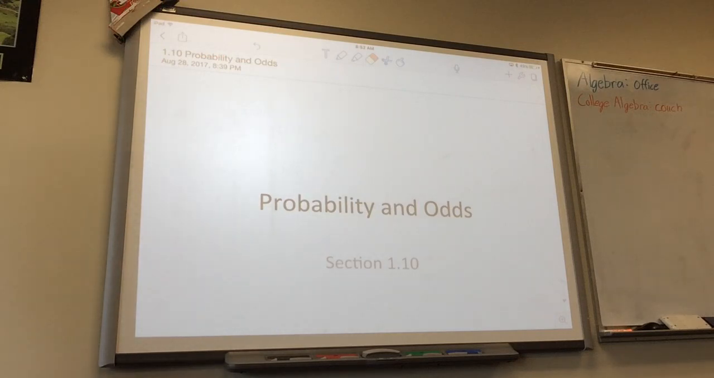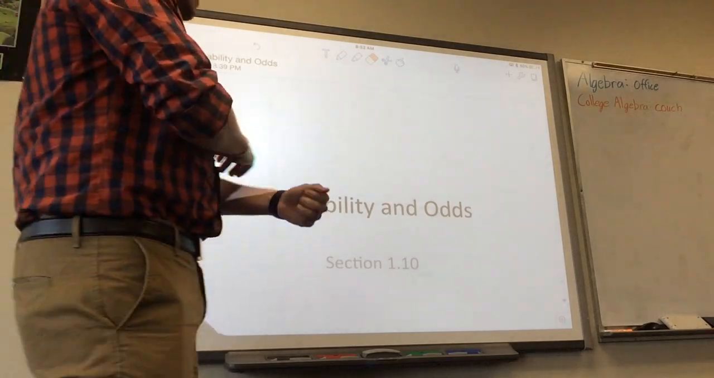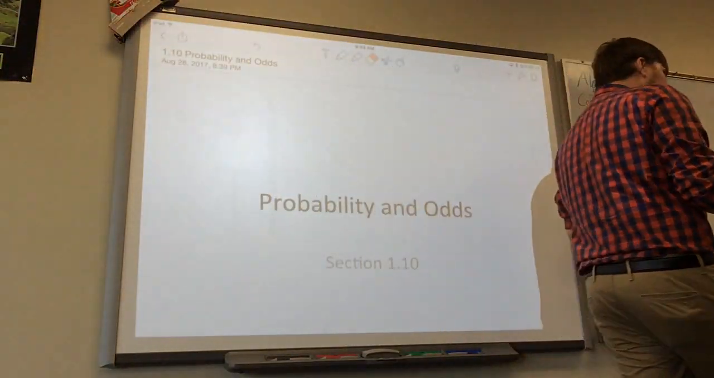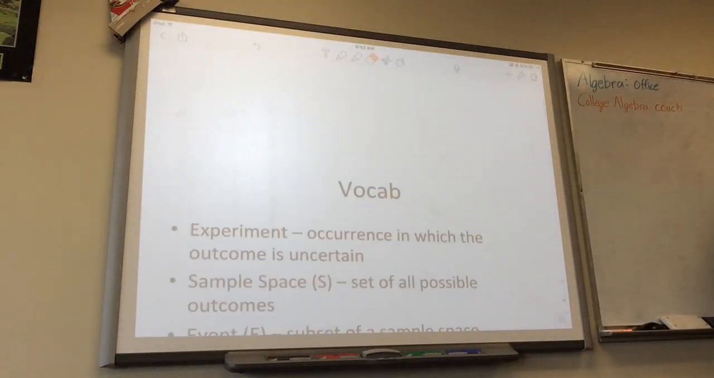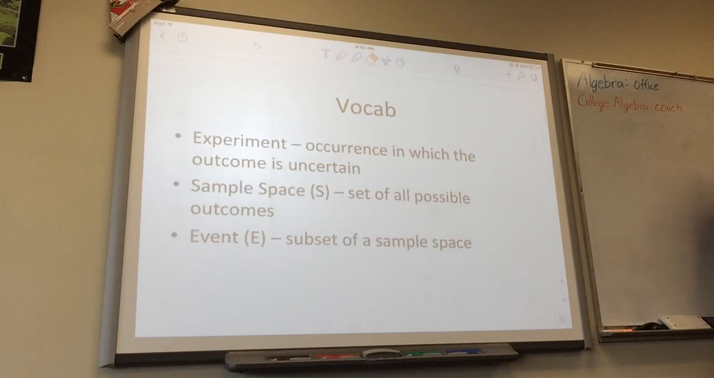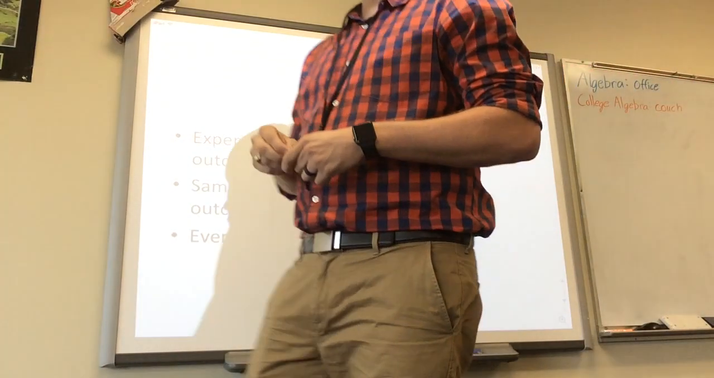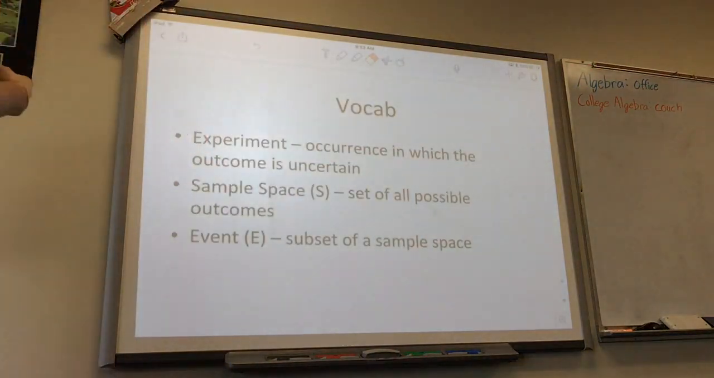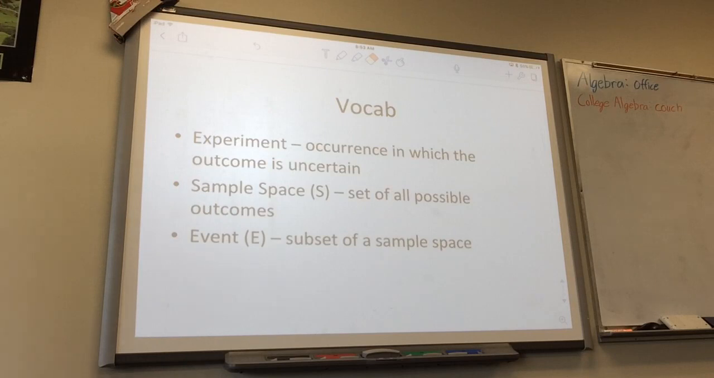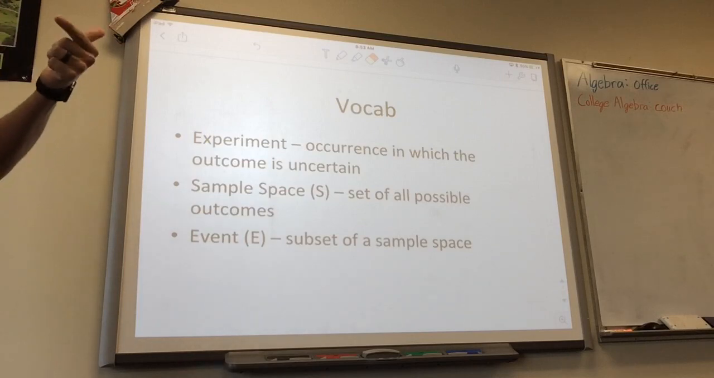All right? Okay, so probability and odds. First, we're going to talk about probability. So here are the vocab terms for this. Again, won't be quizzed or tested on the vocab terms, but they are included in the question, so you need to know how to read the question. An experiment is an occurrence in which the outcome is uncertain. Okay? Anything is an experiment because you don't know what's going to happen.